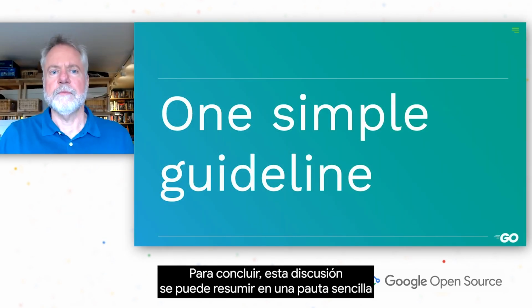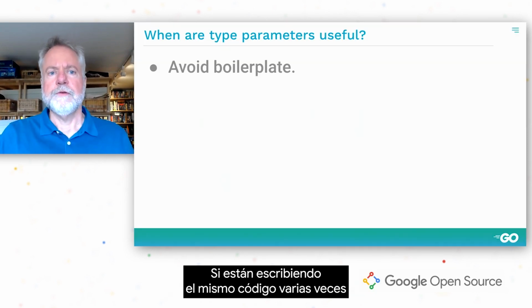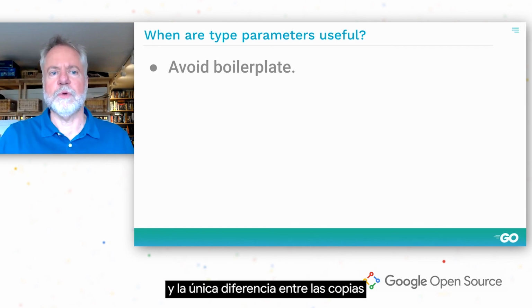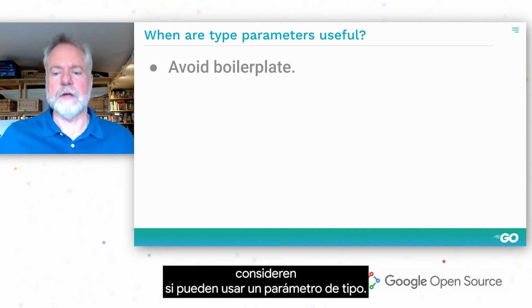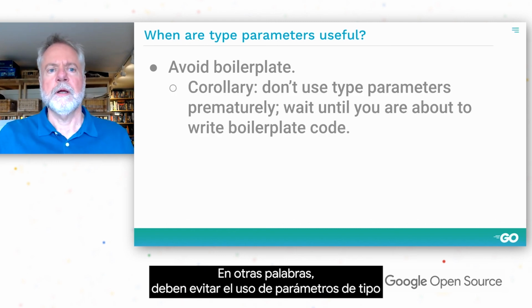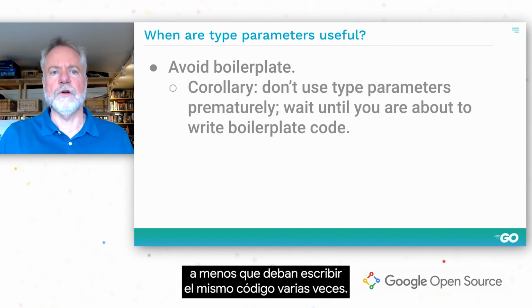In closing, this whole discussion can be reduced to one simple guideline. If you find yourself writing the exact same code multiple times, where the only difference between the copies is that the code uses different types, consider whether you can use a type parameter. Another way to say this is you should avoid using type parameters until you notice that you're about to write the exact same code multiple times.